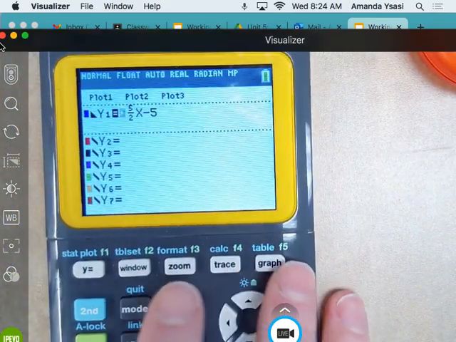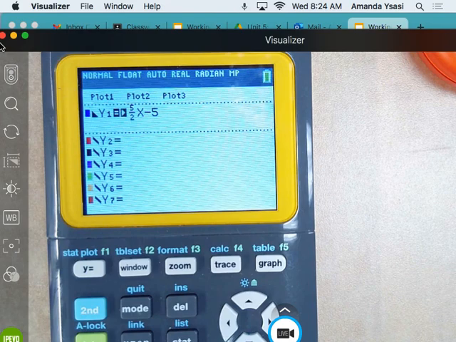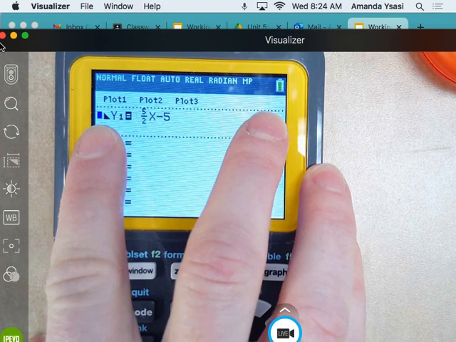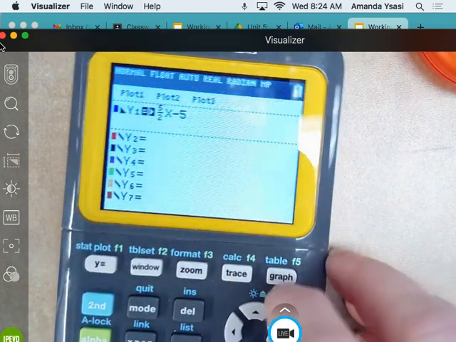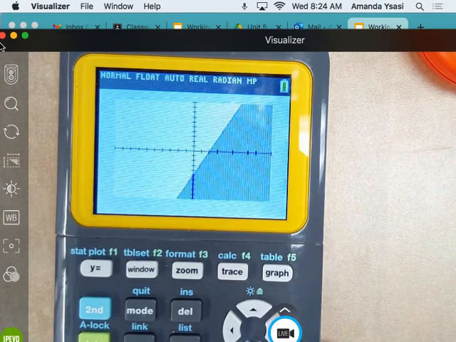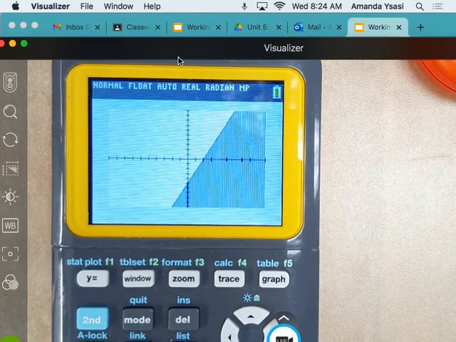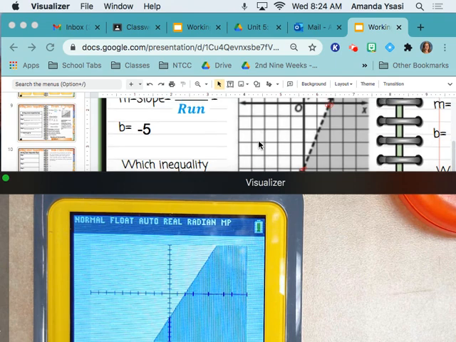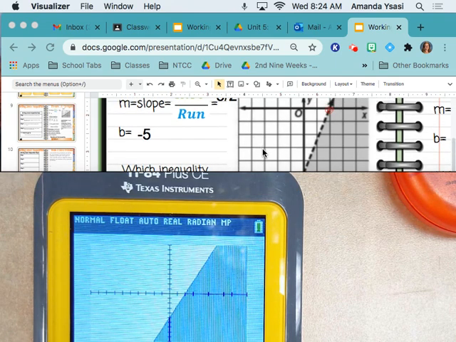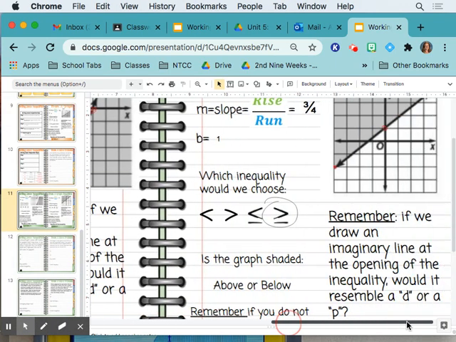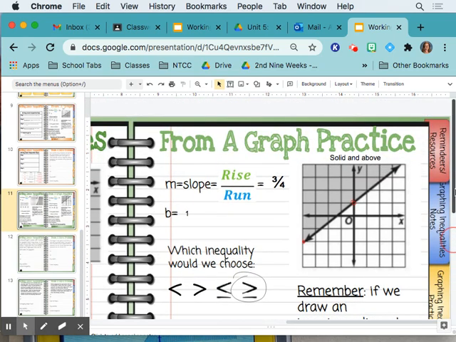So I put in the inequality. Since it's less than, it's below, I'm using this lower left-hand little right triangle. Put in my equation and hit graph. And we would just need to check and make sure that that is the same line. We know it's supposed to be dashed, but it looks like the same line shading below. Okay, let's move on to the next example.